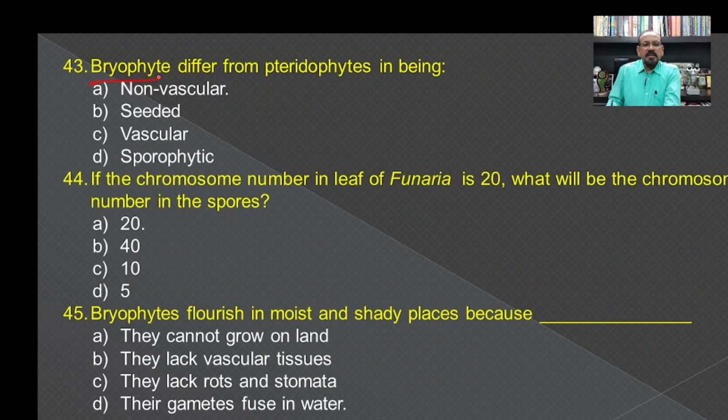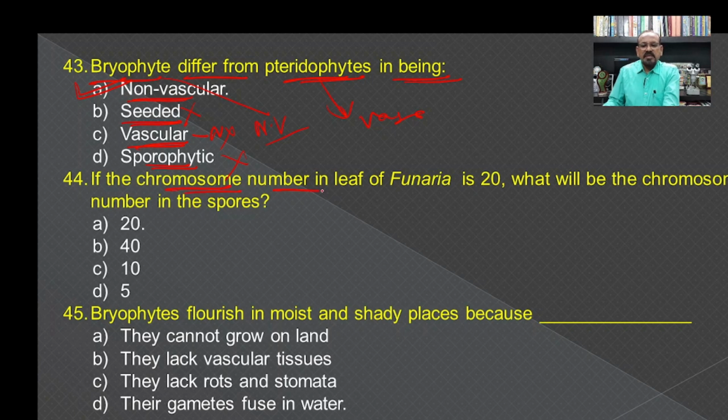Then, bryophytes differ from pteridophytes in being... Number one, non-vascular: the pteridophytes are vascular and the bryophytes are non-vascular, and hence it is the correct one. Seeded is wrong, because bryophytes and pteridophytes both do not form seeds. Vascular is wrong, because bryophytes are not vascular. It is gametophytic and not sporophytic, and hence A will be the correct answer for this question.